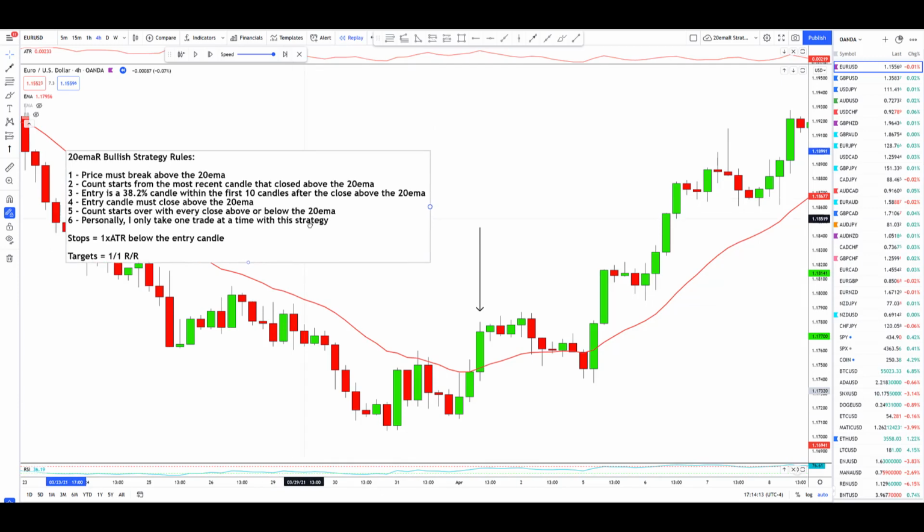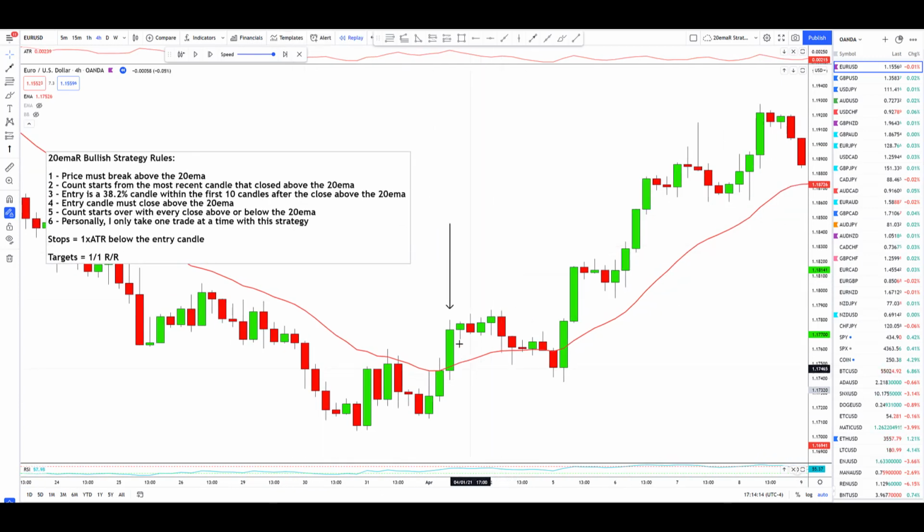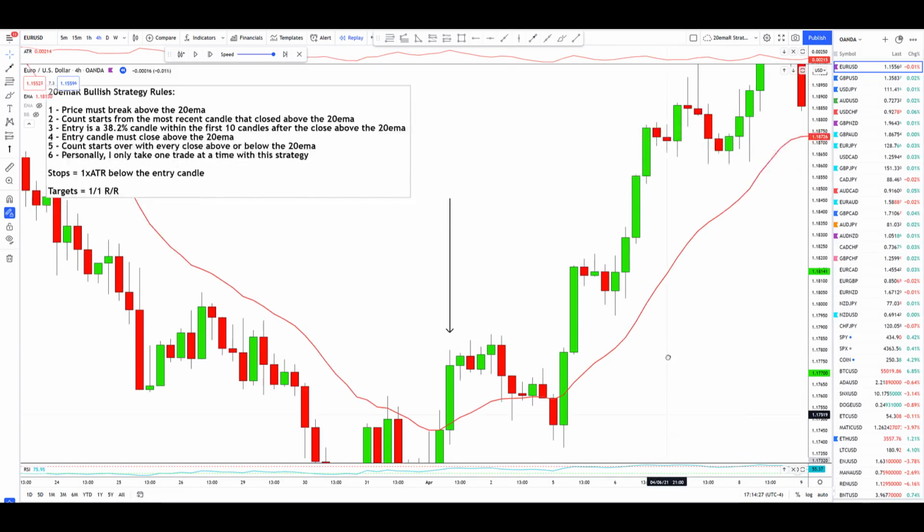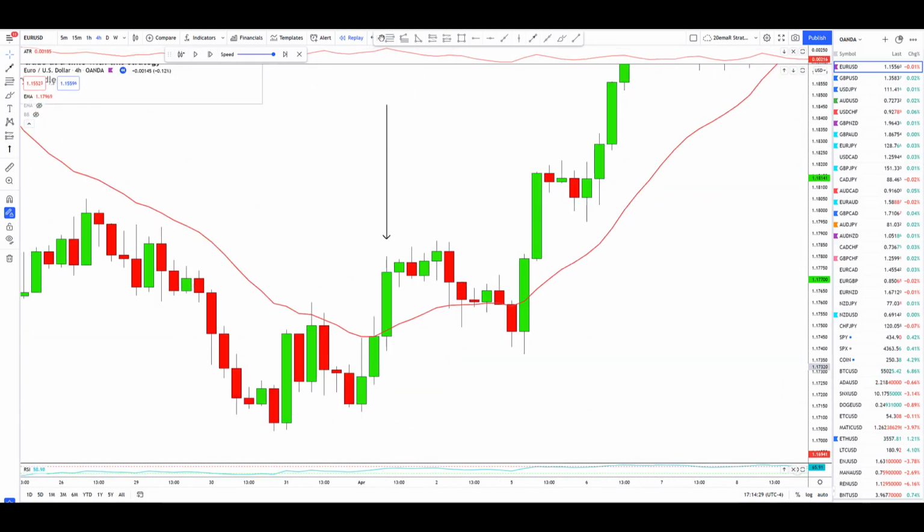So let's see here if we get an entry. We count over 1 candle here, 2, I can tell that's not a 38.2% candle, guys. Then we have 3, 4, I can tell all these are not. 5, 6, oh, number 6 is a possibility. Probably not, but we'll go ahead and check it just to be safe.